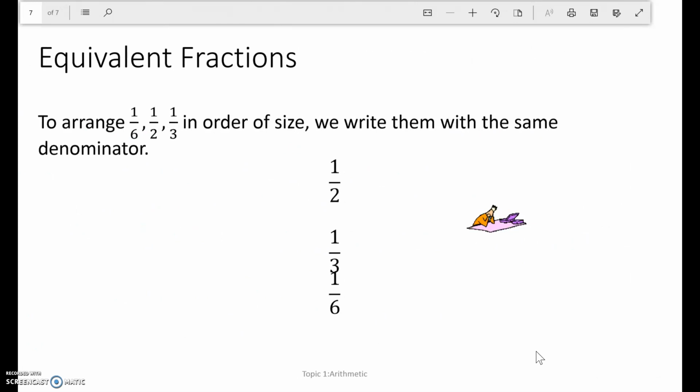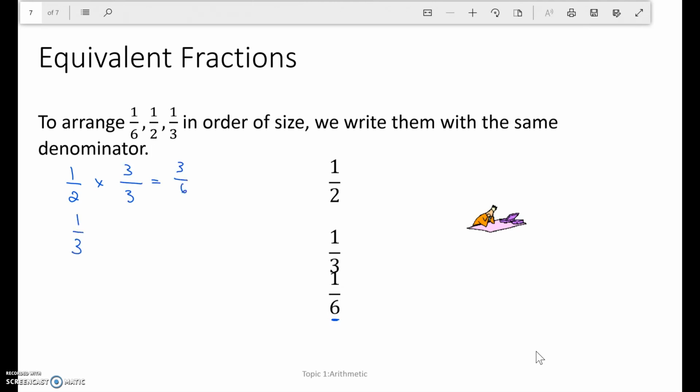Sometimes we want to be able to compare fractions. We want to be able to figure out which is the biggest fraction of a list of fractions. So for example, we've got a sixth, a half, and a third, and if we need to put them in order, then we have to put them with the same denominator. So we have to change a half. The biggest denominator is 6. So what do we multiply 2 by to get 6? The answer would be 3. So that would be 3 over 6.